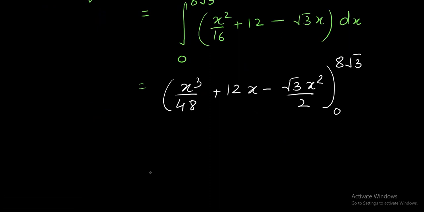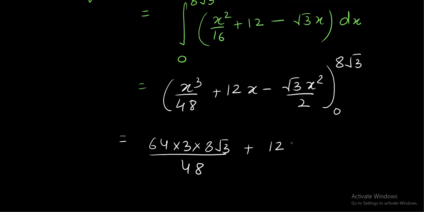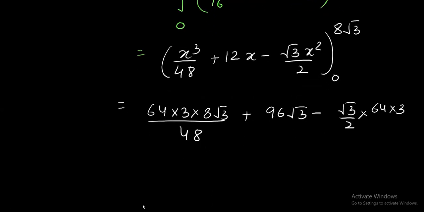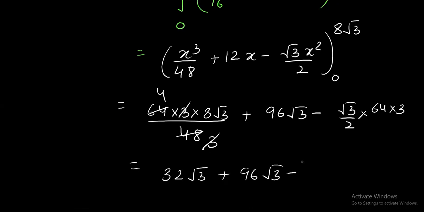When you calculate it by putting all the values of x here, for x cube I'm writing 64 into 3 multiplied by 8√3 divided by 48, plus 12 into 8√3. 12 into 8 we can directly write as 96√3, minus √3 by 2 multiplied by 64 into 3, right? So let's calculate. Here we are getting 32√3 as the first term. The second one is 96√3. The third one, when you evaluate, turns out to be 96√3. Got cancelled. This is 32√3.